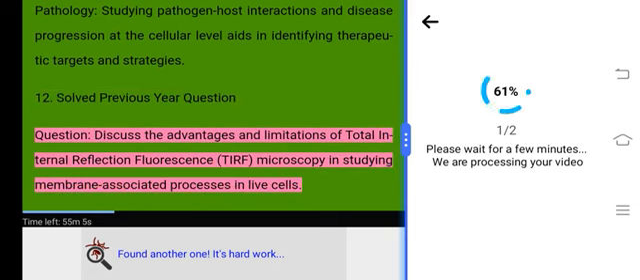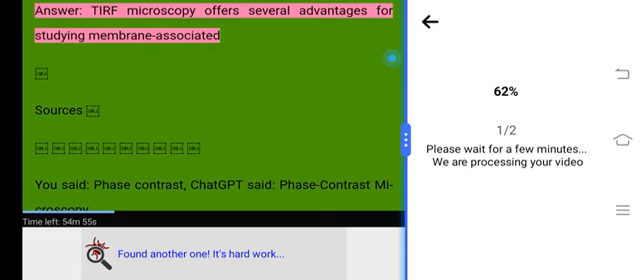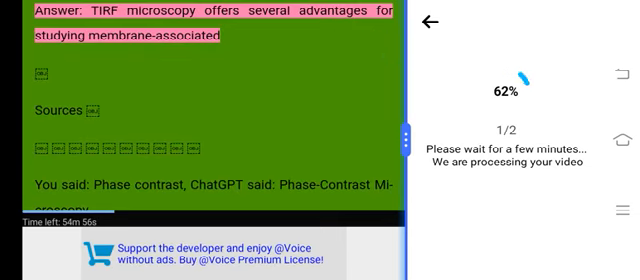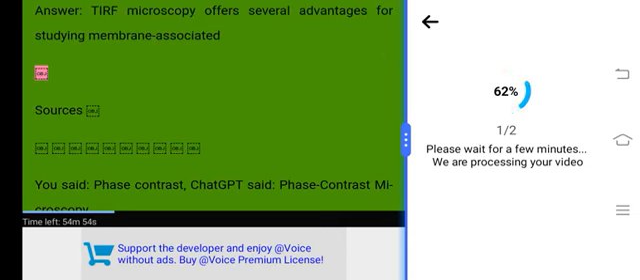Question. Discuss the advantages and limitations of total internal reflection fluorescence, TIRF, microscopy in studying membrane-associated processes in live cells. TIRF microscopy offers several advantages for studying membrane-associated. Sources.